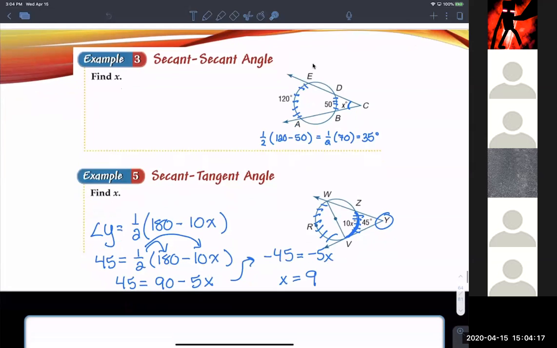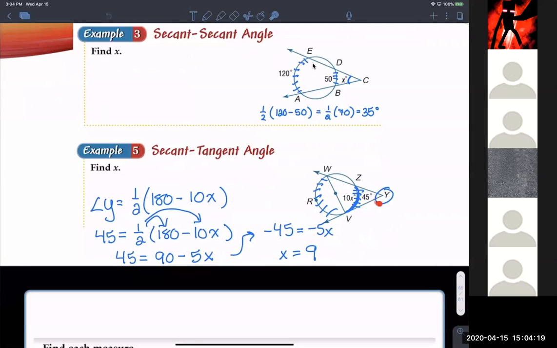Now, to find angle Y, okay, angle Y would be equal to 1/2 times the big arc minus the small arc. So Y, which is 45, equals 1/2 times the big arc, which is a semicircle, which is 180, minus the small arc, which is given to be 10x. To solve for x, we distribute the 1/2. So 1/2 times 180 gave me 90. 1/2 times negative 10x gave me negative 5x. To solve, I subtract 90 from both sides, get negative 45. Negative 45 therefore equals negative 5x. X equals 9.